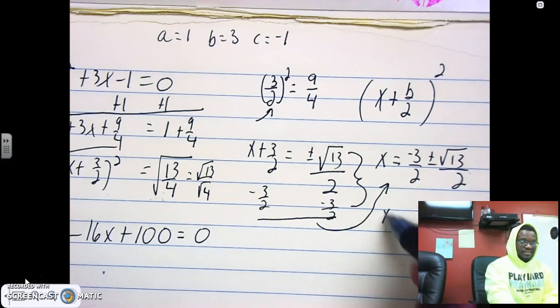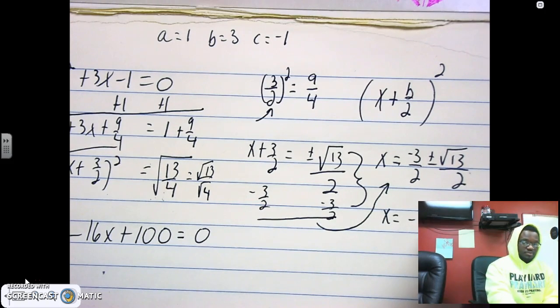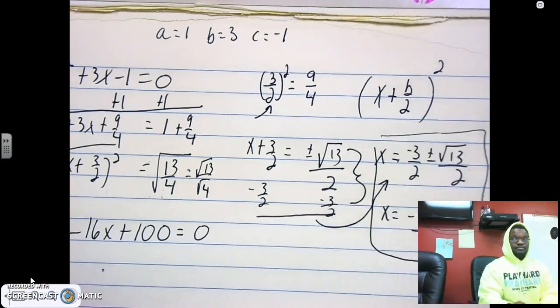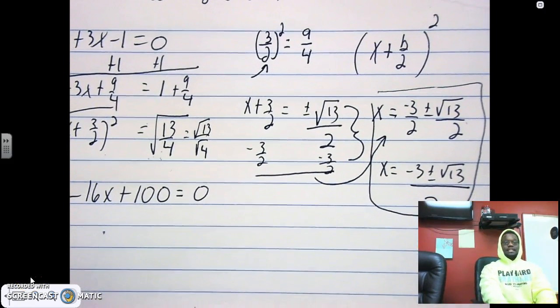Another way that they write this is like this: -3 plus or minus square root of 13 over 2, since they have the same denominator. Either one of these is okay. Either one of those is saying the same thing.